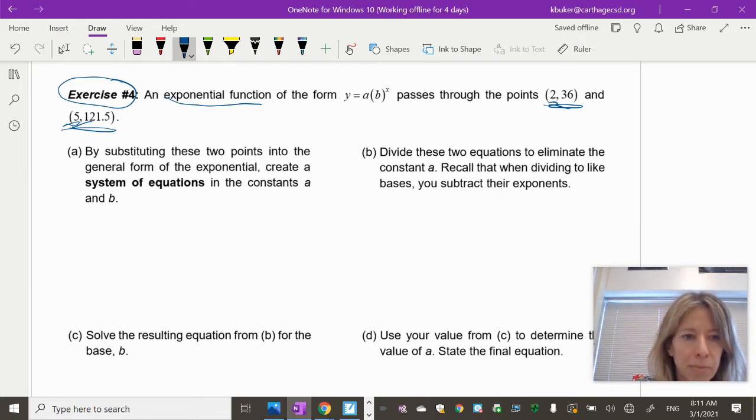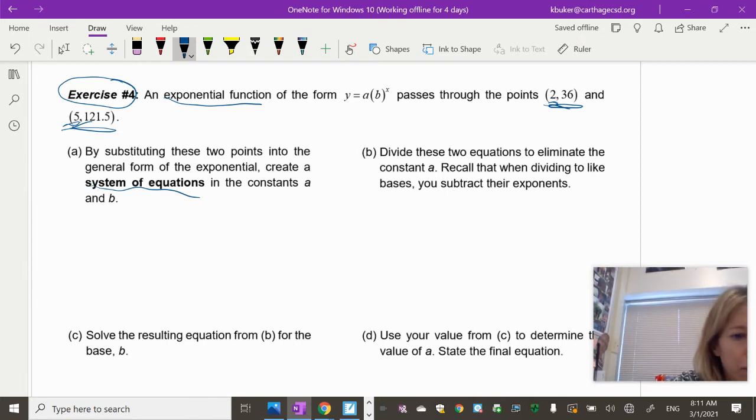So basically, it says by substituting the 2 points into a general form of an exponential, we're going to create a system of equations. Okay, so we have the 2 coordinates, right? We have 2, 36, which is an xy pair. Okay, these are xy pairs. And we also have 5, 121.5, or 121 and a half. All right, so it says to substitute these in and create a system of equations.